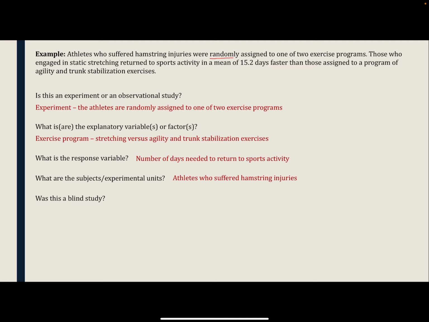And then, is this a blind study? In this case, it's not a blind study because the subjects need to know which treatment group they're in, because their treatment group depends on the type of exercise that they're going to do.